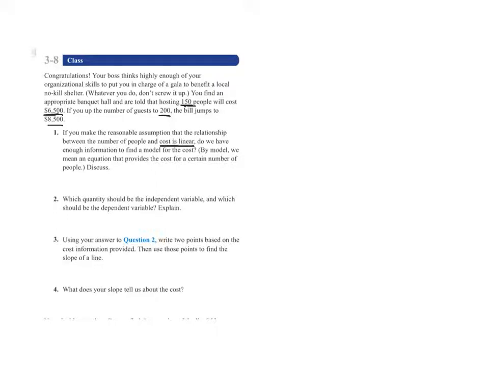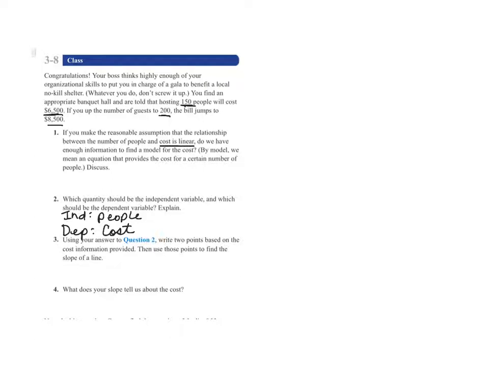All right, so number 2 says, which quantity should be the independent variable and which should be the dependent variable? I would think that the cost would depend on how many people were being invited. So let's say that the independent is the number of people, and then the dependent would be the cost.